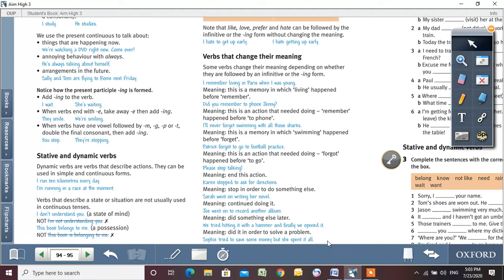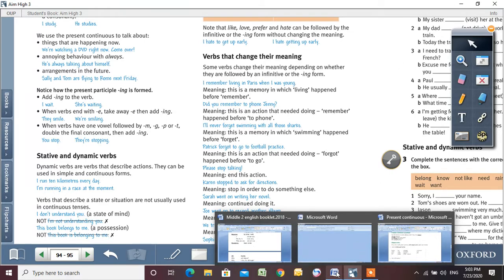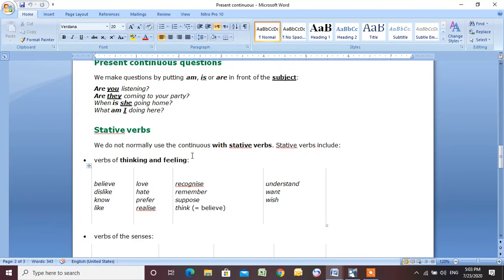Now let's explain more the present continuous tense.